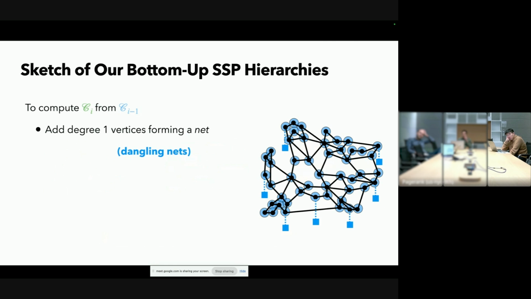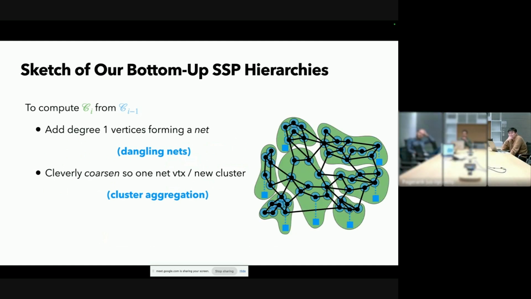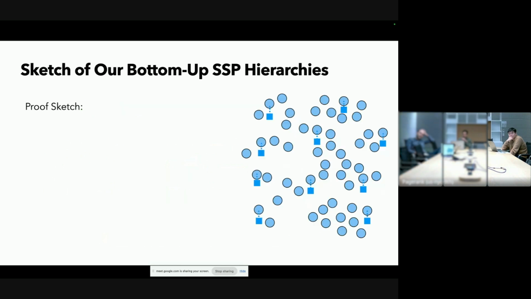And then I'm going to coarsen this original partition that I started with using some sort of subroutine that I'll call cluster aggregation, which guarantees that I end up with exactly one net vertex in the new coarsened partition. So after I coarsen, the picture will look something like this. I have a bunch of green coarsened parts, and each of these green coarsened parts uniquely corresponds to one of these new net vertices that I added. So these net vertices are guiding the coarsening. Okay, that's a very sketchy idea of how to do this.